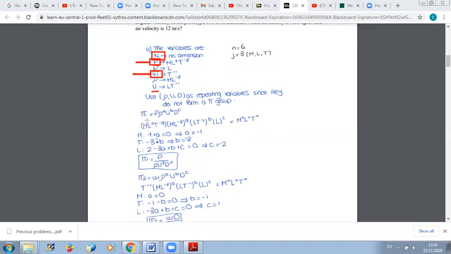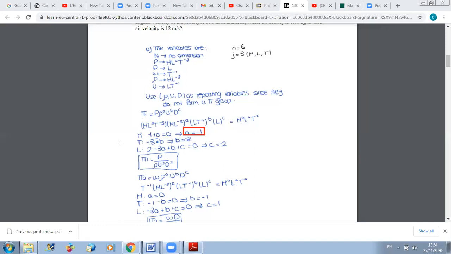Now, if you do your expansion, what is the total coefficient of M? Here you have M to the power 1, and here you have M to the power A. So 1 plus A should be equal, from the other side, to 0. So this is my first equation, which I get from the coefficient of M. From this analysis, I can deduce that A is -1.